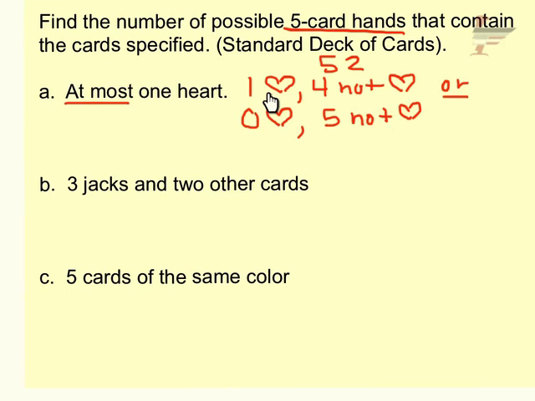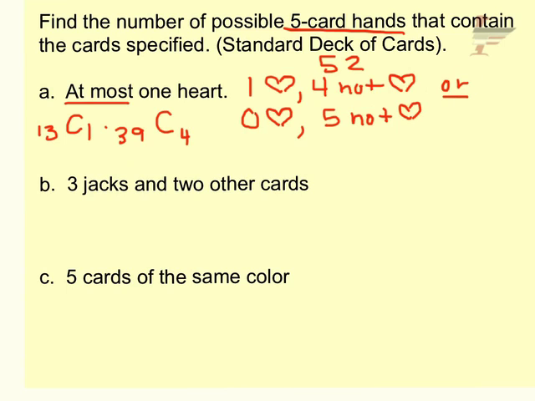So how many hearts do you have? There are 13 hearts in a deck. So I'm going to take 13 hearts, choose 1. So 13 hearts, and I want 1, times how many non-hearts. So if you take 52 cards minus 13, that leaves you with 39 non-hearts, and I want 4 of those. Now again, this is going to give me 1 heart and 4 non-hearts. I multiply those together because it's an exact situation.